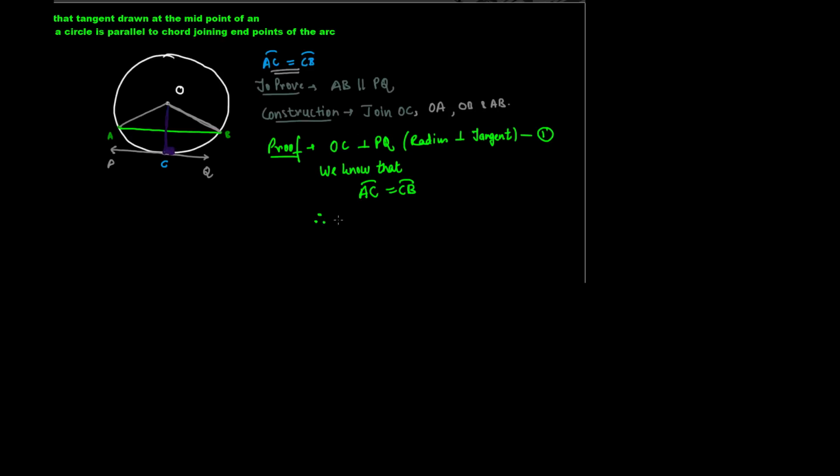Therefore, from 9th standard we have learned this: equal arcs subtend equal angles at the center. Equal arcs or equal chords, both are okay. Equal arcs subtend equal angles at the center. Therefore, I can say angle AOC is going to be equal to angle BOC because equal arcs subtend equal angles at the center.